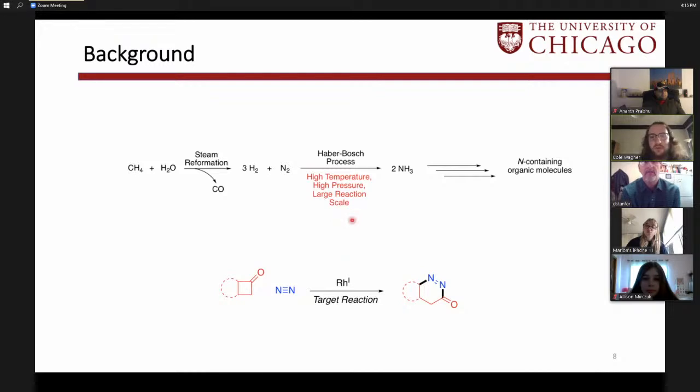This is super efficient, but it requires very harsh conditions, high temperature, high pressure, and it's typically run on very, very large industrial scales that require a lot of infrastructure. And then through various other downstream transformations, this ammonia is ultimately incorporated into organic molecules. So we were wondering, in the long term, can we use our cut and sew chemistry to go directly from N2 to nitrogen-containing compounds?